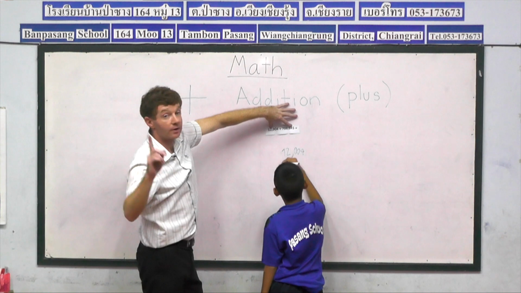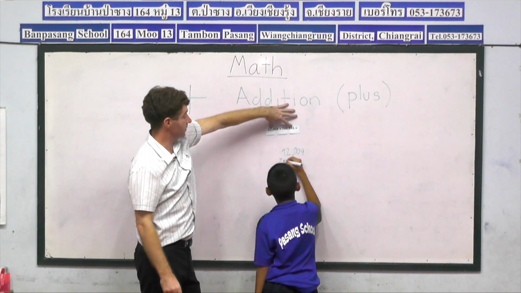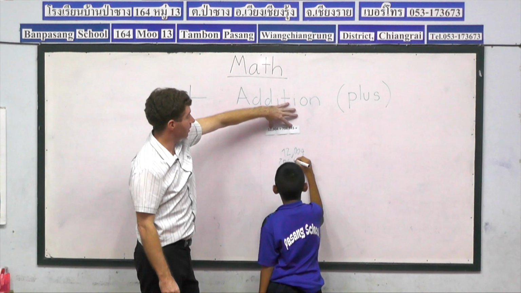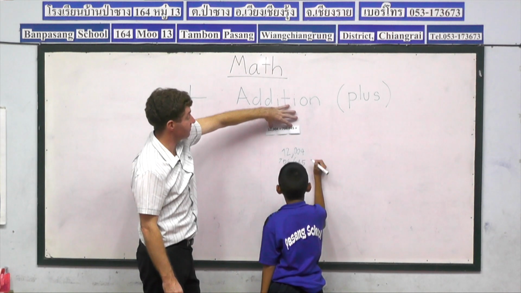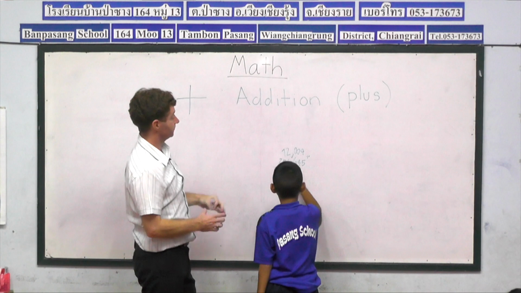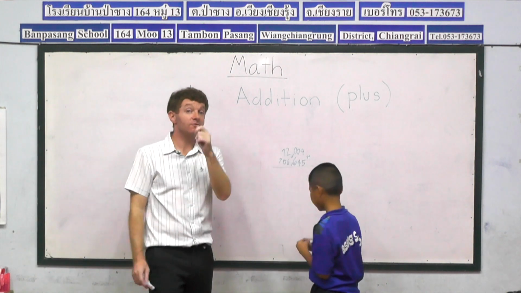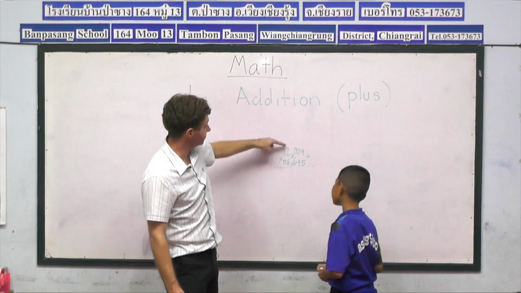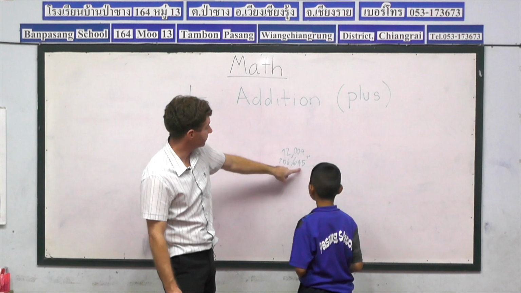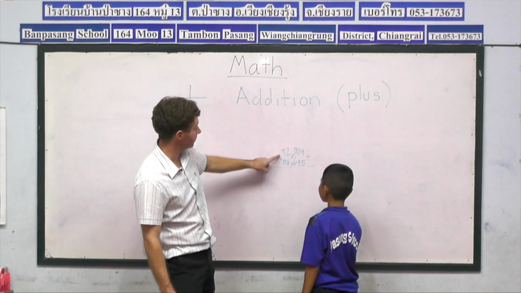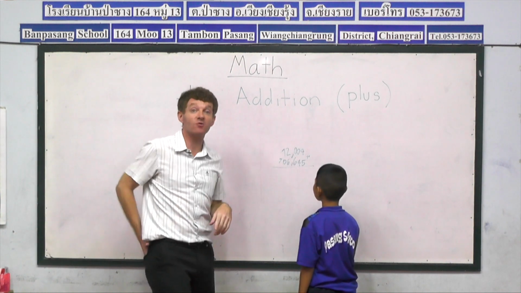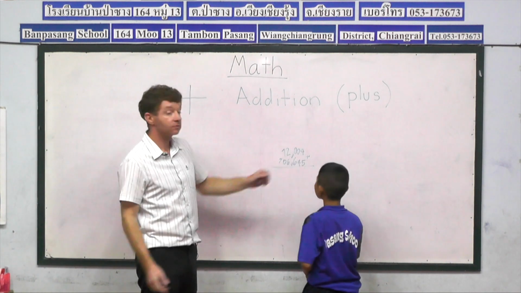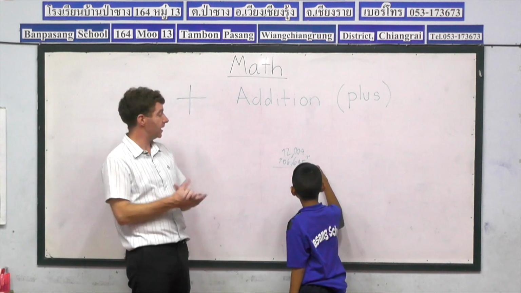12,004. So we have our 5-digit number. 706,645. Plus. Okay, so Pangpon has done very well. He's noticed the 5-digit number. And he's made sure that the 6-digit number comes one place value more. Now we're ready to add together. So we... equals 9.